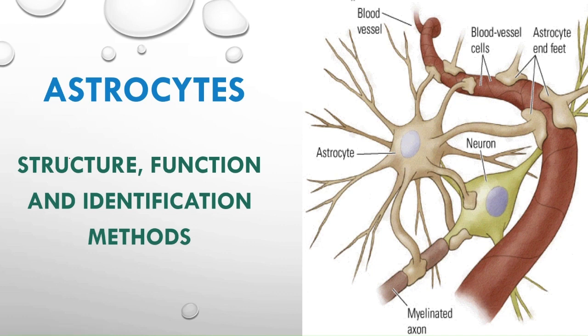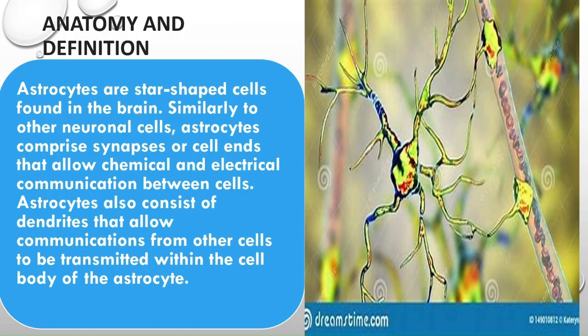All, I'm going to discuss the structure of astrocyte, then the function of astrocyte, then the methods used for identification of astrocyte. So, first of all, what are astrocytes? Astrocytes are star-shaped cells found in the brain, similar to other neuronal cells.